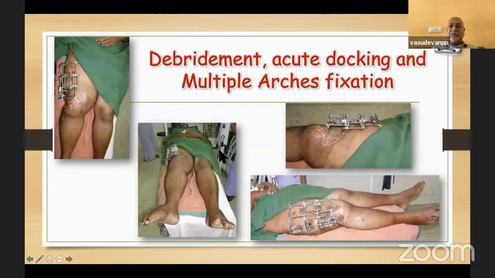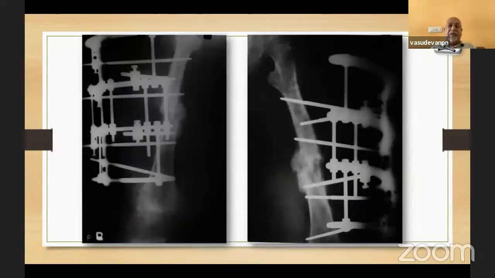So what I did was, I just used the arches, the Indian arches. I used 4 arches together, and just like a frog, it sits on the anterolateral side of the thigh with the 90-90 pins. And the whole other area is left free. I debrided it and did an acute docking and multiple arch fixations. I accepted the non-anatomical stable position, so I interposed the fragment and stabilized it.